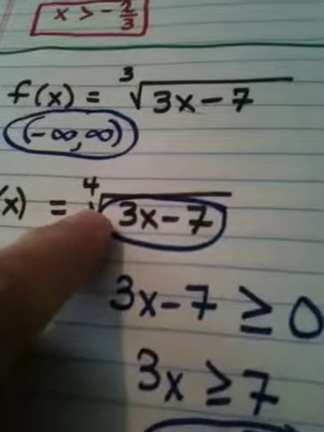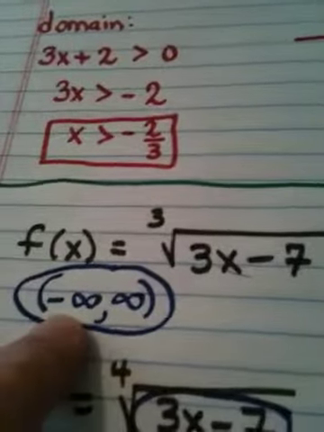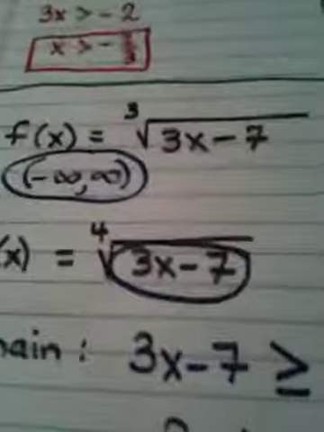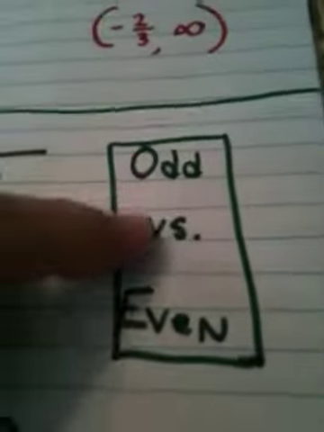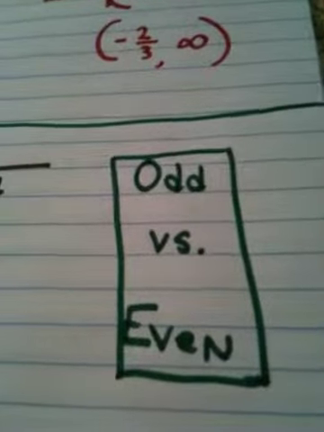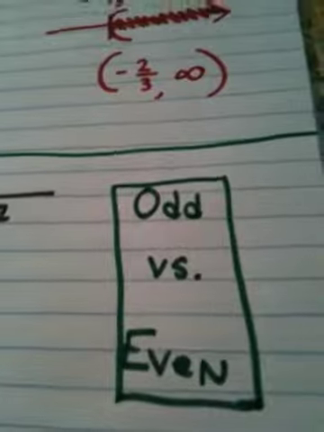This, what I'm pointing at, is the domain of this function. When it was an odd index, the answer was all real numbers. You didn't have to set up an inequality. So, huge difference between odd versus even on the index when you're dealing with a function involving a radical, a variable under a radical. And we're done.